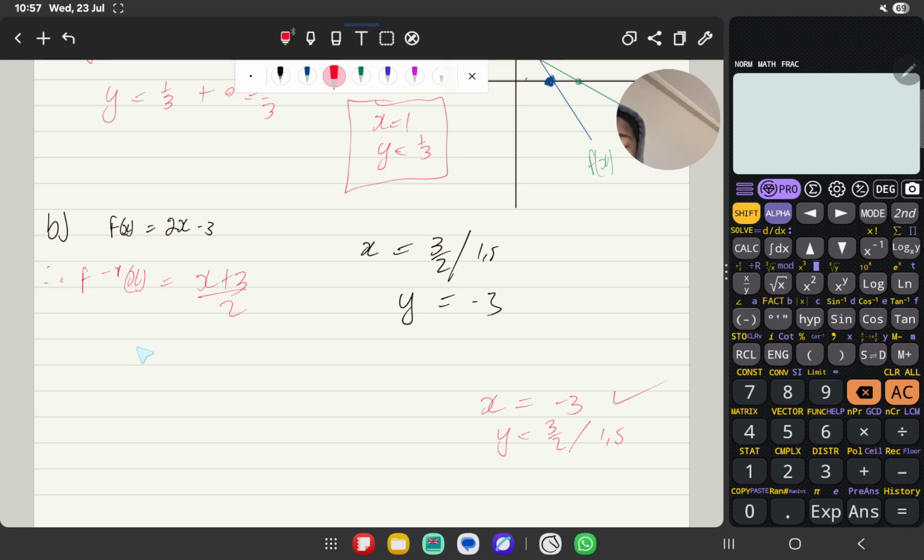Let's check for the y-intercept, x is 0. So now what do we have? We have y equals 0 plus 3 all over 2, which is 3 over 2, which is 1.5, right? So we were right. So you're seeing that here the values of x and y, they swap.